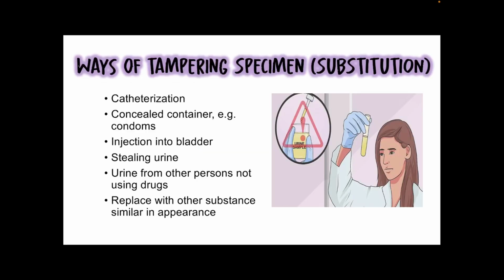And also, another way is through substitution. Like catheterization, using concealed containers or condoms, injection into the bladder, stealing urine of other persons, or acquiring urine from persons not using drugs, or replacing the urine with other substance similar in appearance.